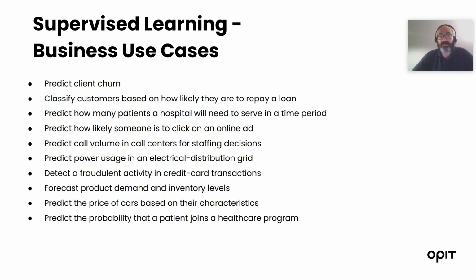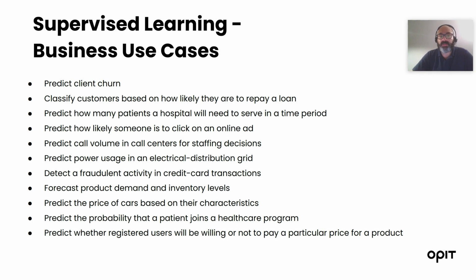We can also predict the probability that a patient joins a healthcare program, and this is very interesting for insurance companies. And predict whether registered users will be willing or not to pay a particular price for a product. This is what is called dynamic pricing.